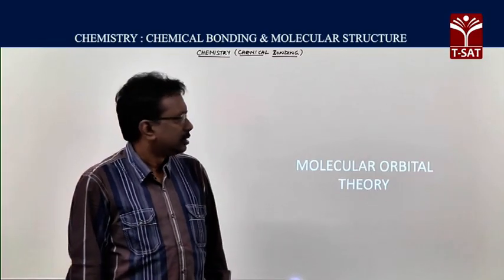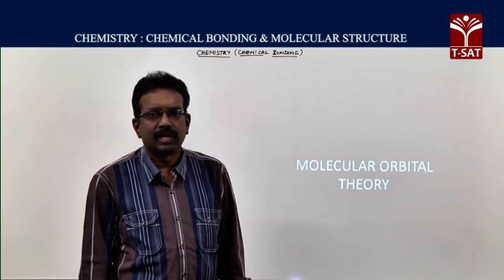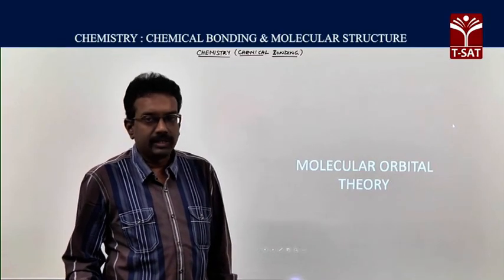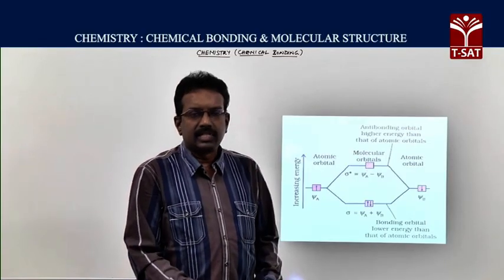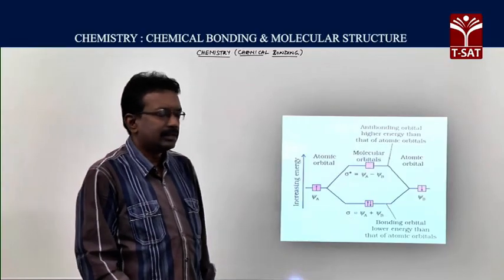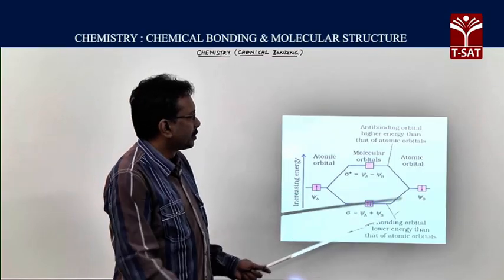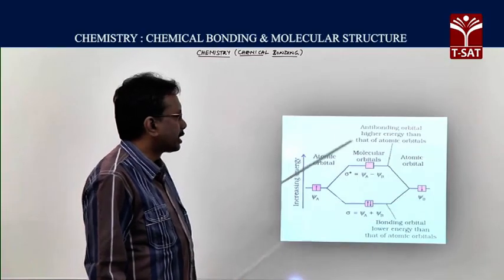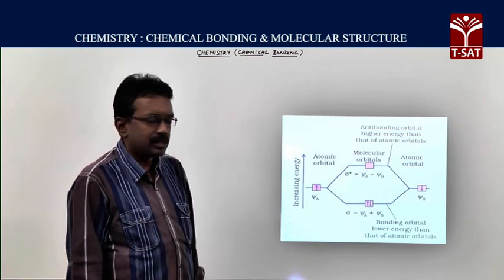Among those, the first method is the LCAO method, linear combination of atomic orbitals. So according to the LCAO method, let us consider a hydrogen molecule, which contains a 1s orbital. This is the atomic orbital of one hydrogen atom. This is the 1s orbital of another hydrogen atom. So these two atomic orbitals combine together and produce two molecular orbitals.